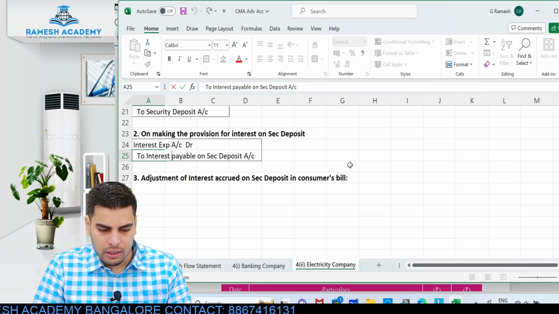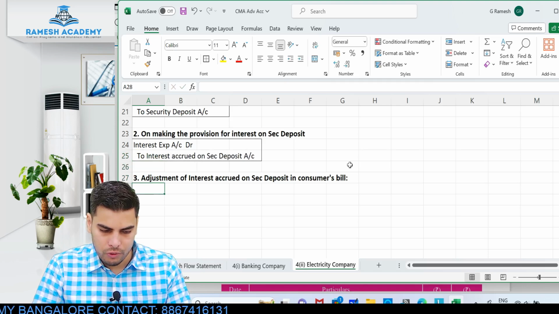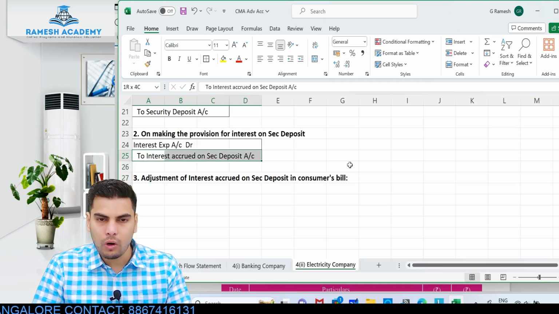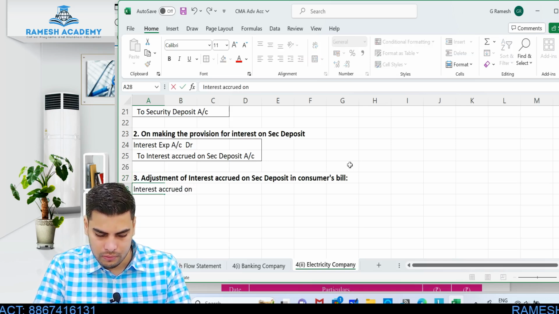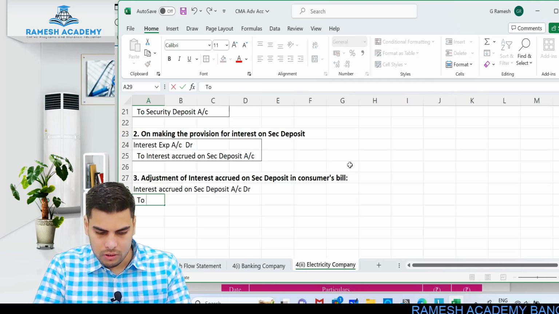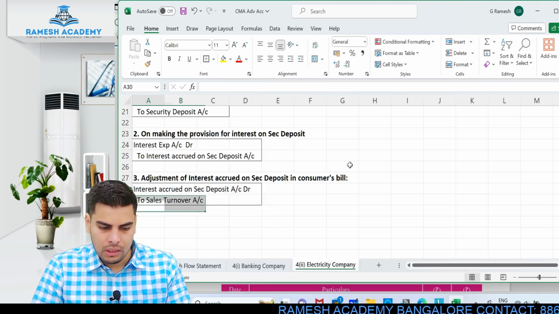So you can either call it interest payable or interest accrued, both are one and the same. Don't get confused. So what will be the entry here? The account that has been credited, we'll just be debiting it now. Interest accrued on security deposit account debit to sales turnover account. This would be the entry.